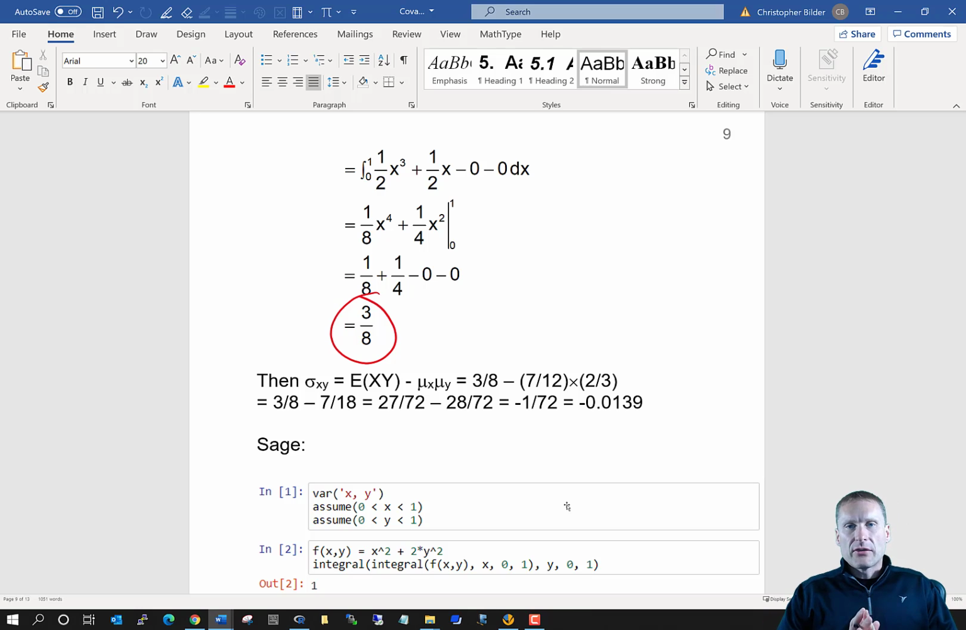So now let's put this all together. My covariance of xy, in other words, sigma sub xy, is equal to the expected value of x times y, which is 3/8, minus the expected value of x, 7/12, times the expected value of y, which is 2/3. Go through the math, get negative 0.0139. So what this is saying is that there is actually negative dependence between x and y.